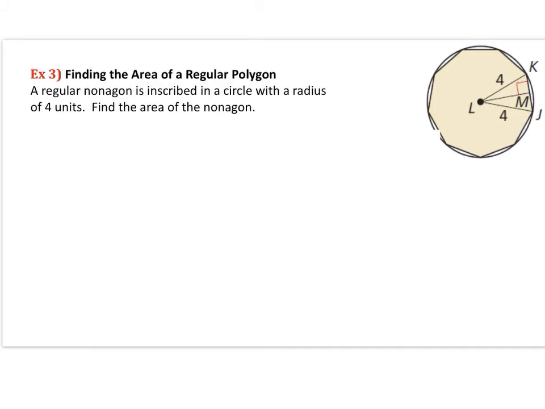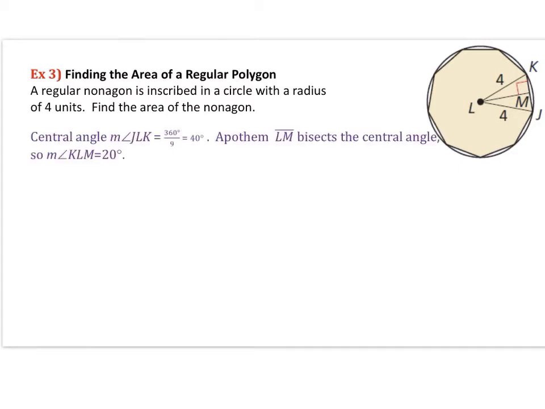Alright, so let's practice our regular polygon formula. We've got a nonagon inscribed in a circle with a radius of 4 units. Find the area of the nonagon. For this one we want to start by identifying the central angle, JLK, to be 360 divided by 9. So that makes the entire angle 40 degrees. The central angle is 40 degrees.